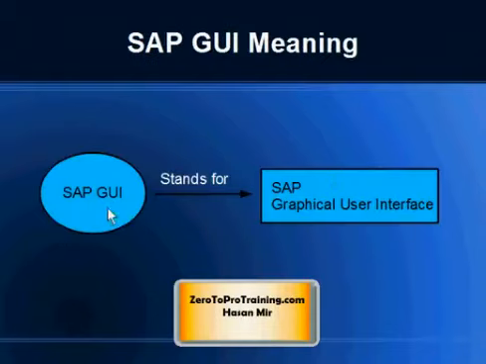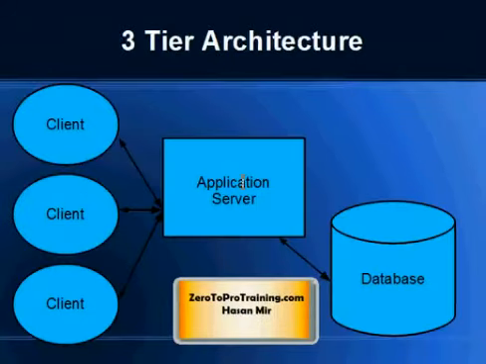So first of all, SAP GUI stands for SAP Graphical User Interface, also pronounced as GUI. In order to understand the graphical user interface, first let's try to understand the three-tier architecture that SAP uses for most of its applications.